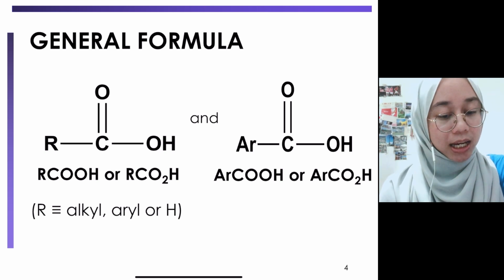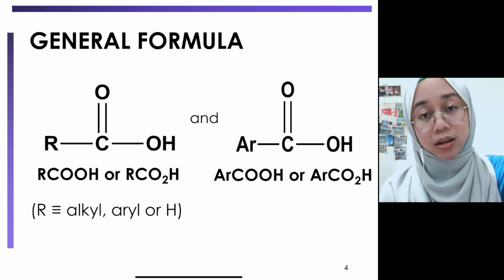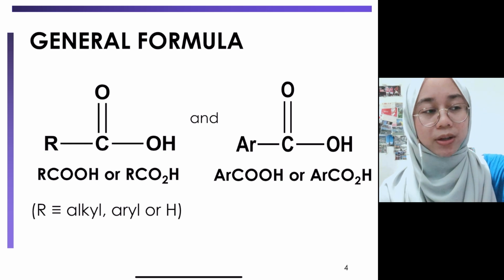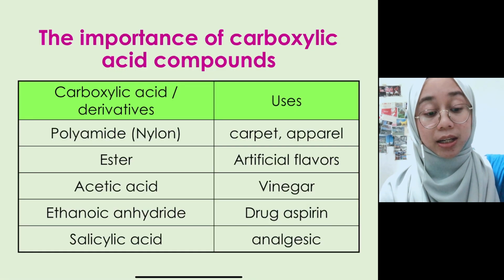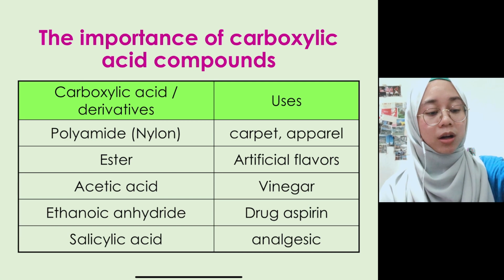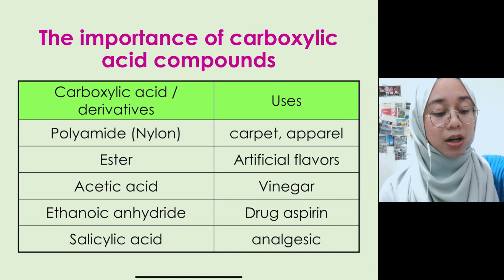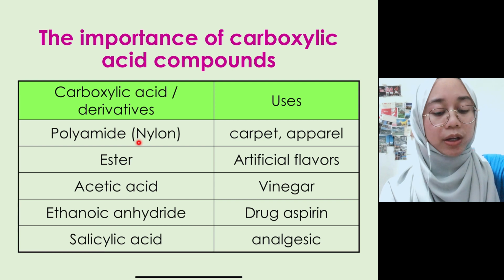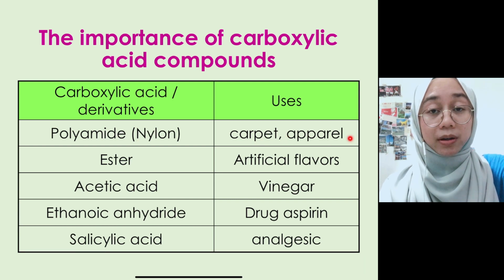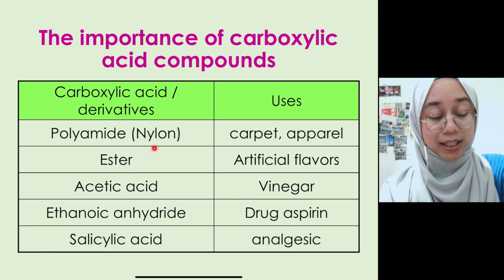Easy peasy, isn't it? But let's just have a look at the uses of carboxylic acid in our daily life. This is just extra information for you. Carboxylic acid derivatives mean its family. Polyamide is a family of carboxylic acid. The uses are for carpet or apparel, basically cloth. Nylon is a type of fabric.